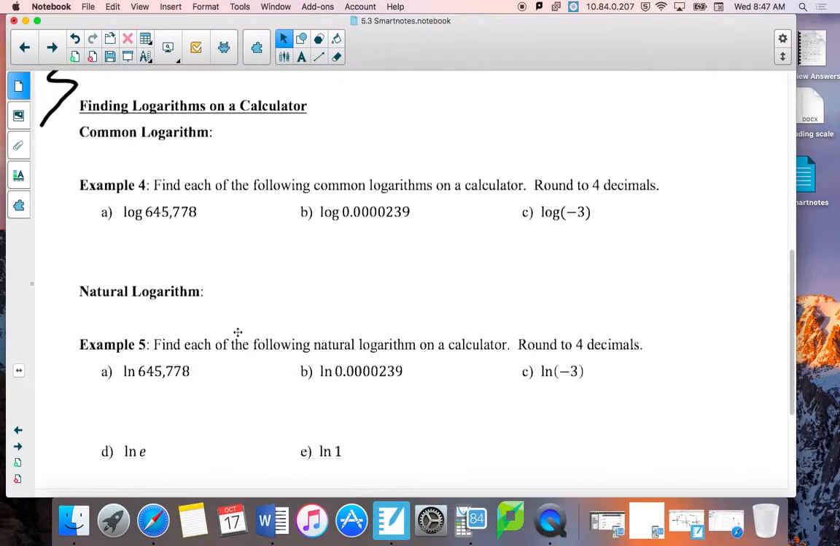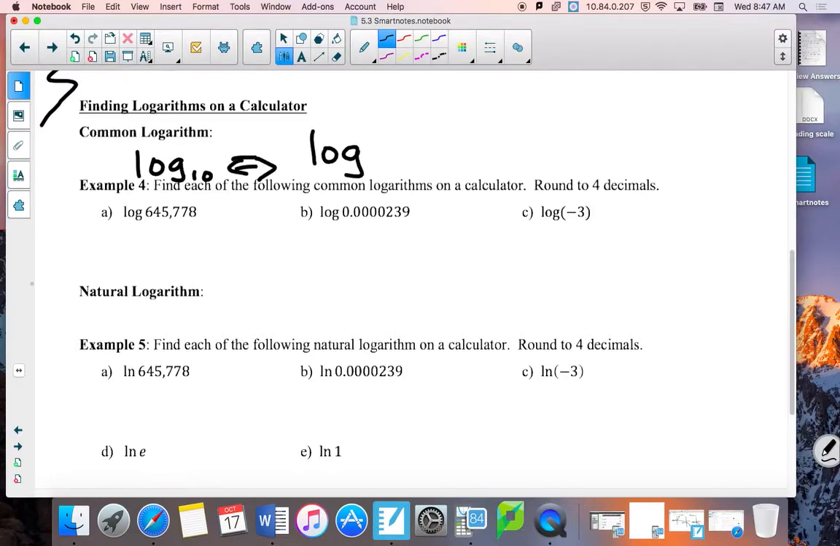So we have something called a common log. Log base 10 is just referred to as log. So if you don't see a base, you're going to assume that it's 10. In your graphing calculators, your calculators can only do base 10. So when you press the log button on there, it's assumed that you are in base 10.